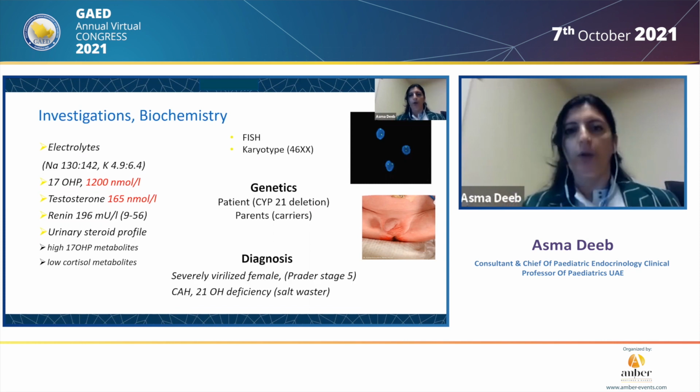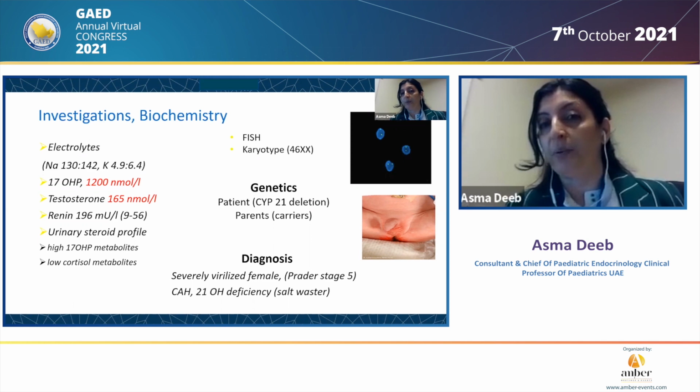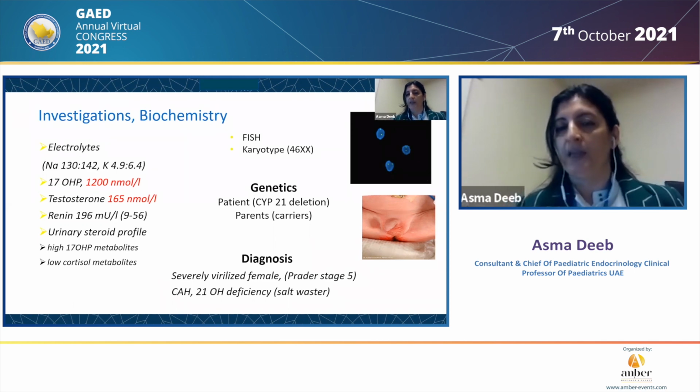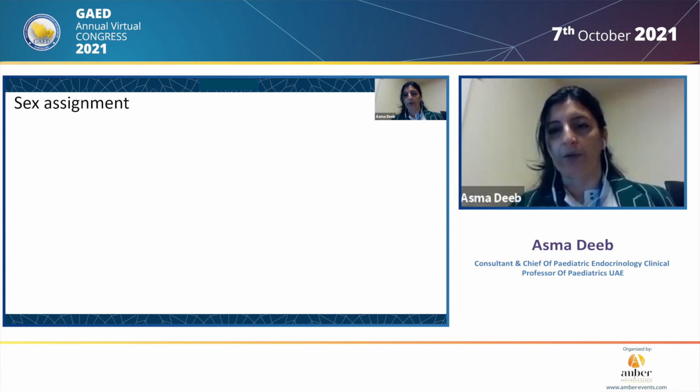So overall, the complete picture is now clear on this baby, in that the baby has severe virilization at a grade of Prader stage 5 of CAH due to 21-hydroxylase deficiency due to the gene deletion. So this is one spectrum of the disease. Deletion is a severe type of mutation leading to a severe presentation of the clinical picture.